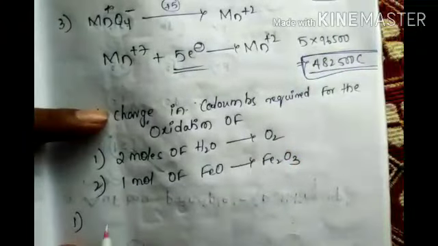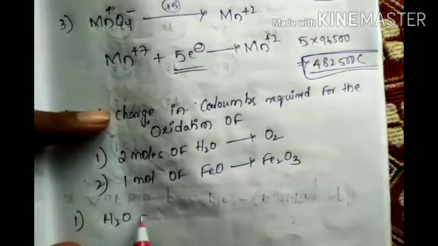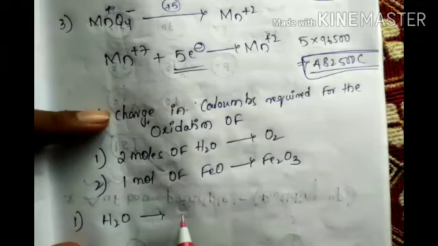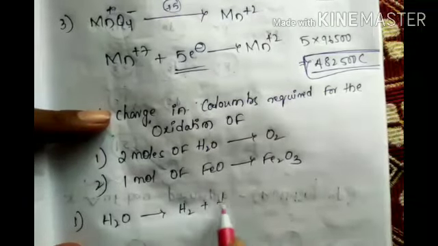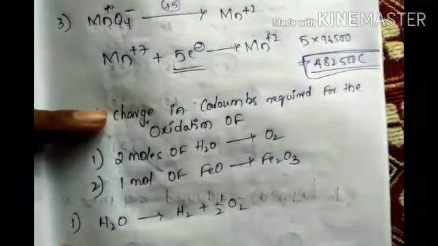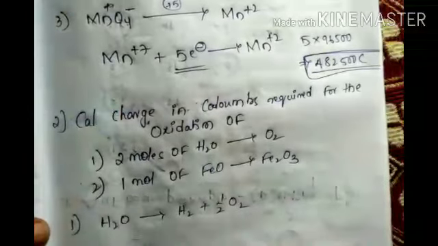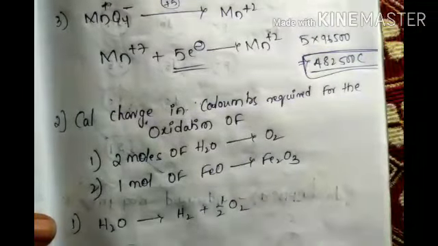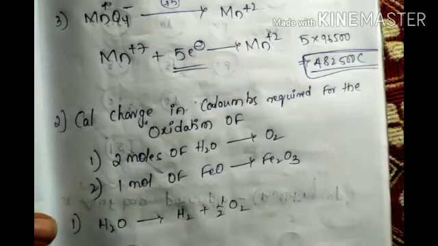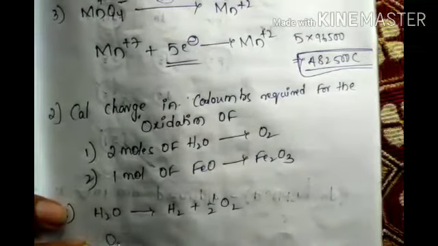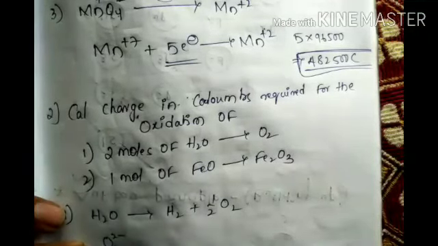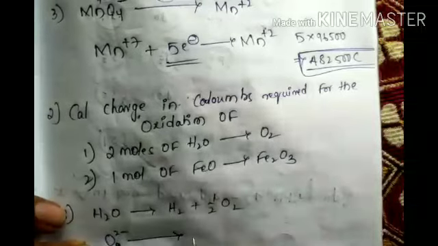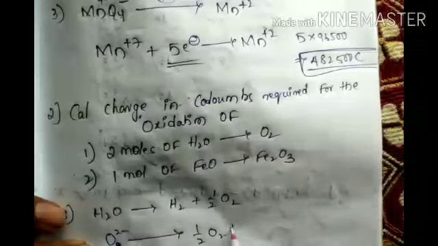H2O gives rise to O2? It won't come. What will come? H2 plus half O2 will come. So how will half O2 form actually? It is O2 minus, which gives half O2 plus 2 electrons.